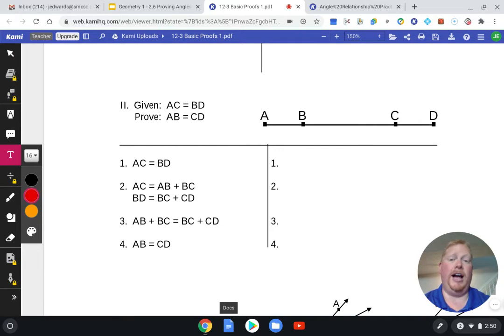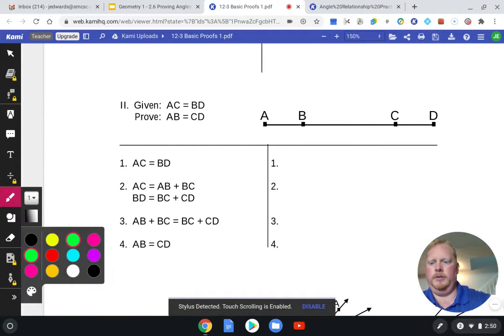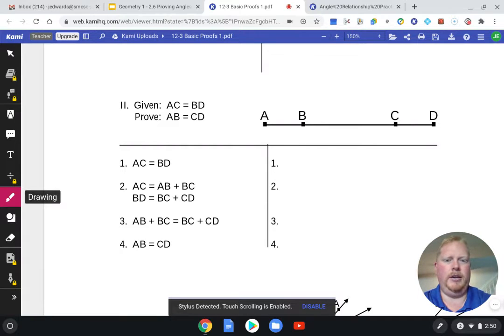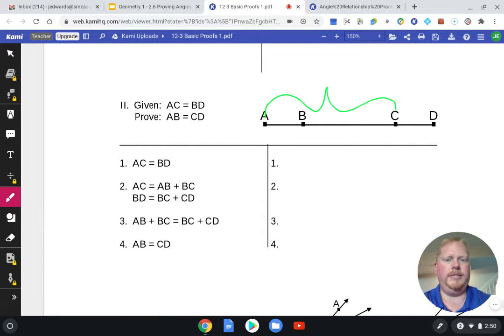So here we have a 2-column proof. On one side, we put the statements that we're going to make in order to go from this statement: if AC is the same length as BD, then AB has to be the same length as CD. We're going to go from this given statement and work our way logically to the conclusion that AB has to be the same as CD. So first thing I'm going to do is mark up the diagram. So AC, going from A all the way to C, is going to be the same length as going from B all the way to D. That information was given to us.